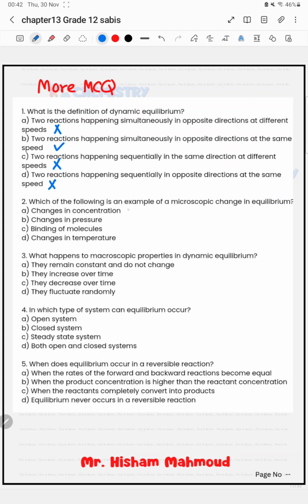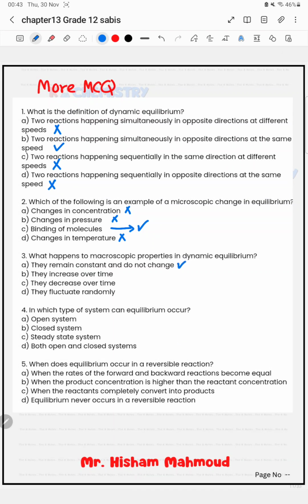Changes in concentration are considered macroscopic. Changes in pressure, changes in temperature, anything I can measure is considered macroscopic. Microscopic is something I don't see, like the binding of molecules. This is the only correct one. What happens to the macroscopic properties in dynamic equilibrium? The macroscopic properties remain constant and don't change.